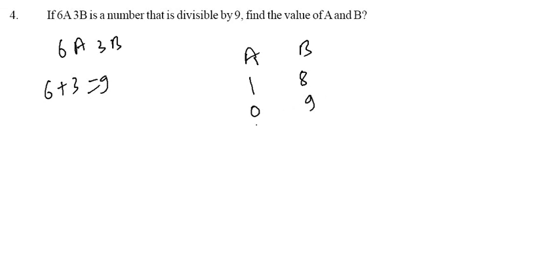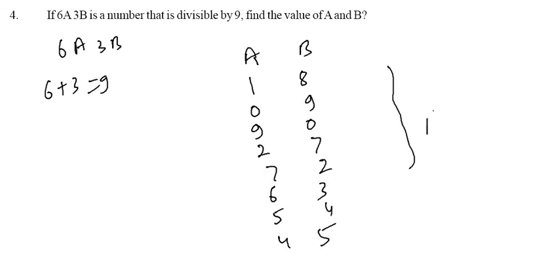Otherwise you can say 2 and 7, and 7 and 2, and here is 6 and 3, and here 5 and 4, and 4 and 5. So these numbers are possible because 1 plus 8 is 9, divisible by 9. All the sums having 9 are divisible by 9. So these are the answers. The possible values of a and b are like this. So that will be your answer. Let us see the next question.